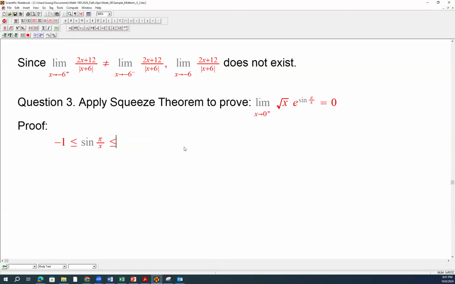This is also true for the quantity we're considering. So this is true for any x that is not equal to 0, and of course, it is also true for x larger than 0.